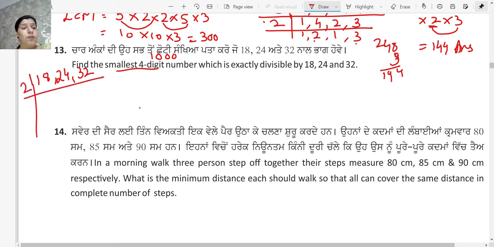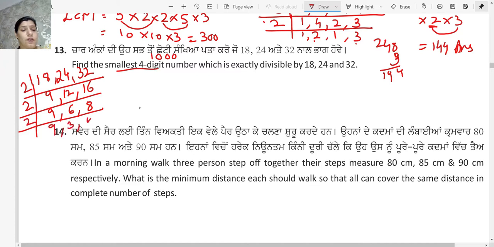So all three are divisible by 2, 2 9s are 18, 2 12s are 24 and 2 16s are 32. Then again divisible by 2, 9 is not divisible, I'll bring it as it is, 2 6s are 12 and 2 8s are 16. Again divisible by 2, 9 is not divisible, 2 3s are 6 and 2 4s are 8. Now 3 and 9 are divisible by 3, so 3 3s are 9, 3 1s are 3, and 4 is not divisible, I'll bring it as it is. Now 3 and 4 are co-prime, so you can stop it over here.